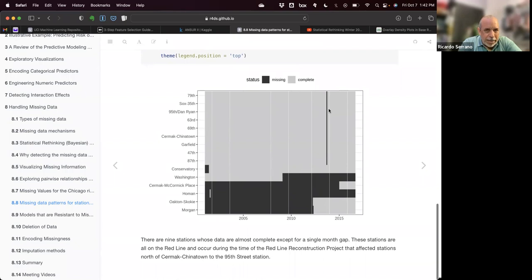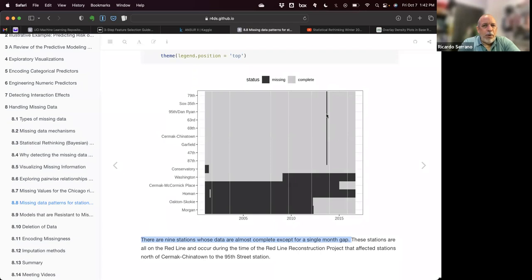And as you can see, apart from that, we have a lot of missing values on those 4 to 5 stations, so we get this big percentage of missing values. So for example, these are the conclusions of this research: there are 9 stations whose data are almost complete except for a single month gap. Okay, the September month gap. These stations are all on the red line and occur during the time of the red line reconstruction project. Okay, so they were in reconstruction, which affected those stations north of Cermak-Chinatown, through the 19th Street station.